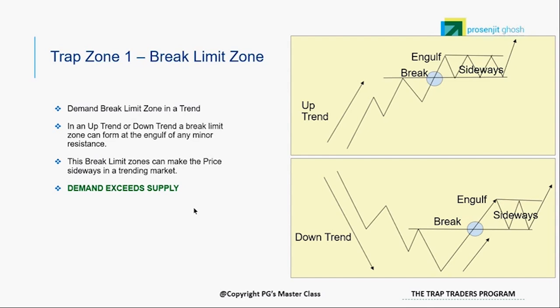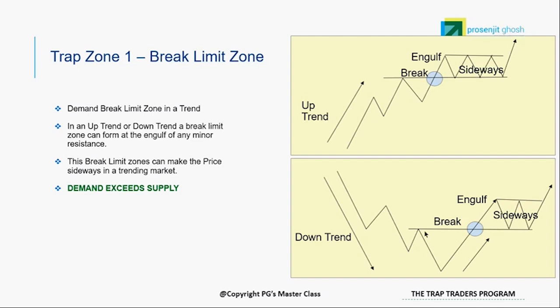In this case, I am only showing you the demand break limit zones where demand exceeds supply. Understand, in both structures the demand exceeded supply. This is the resistance and that got broken because of overwhelming demand, and price returned to it and moved up. Same here in a downtrend, what is there? In a downtrend, it is established that there is more supply than demand. That is the reason price is going down.